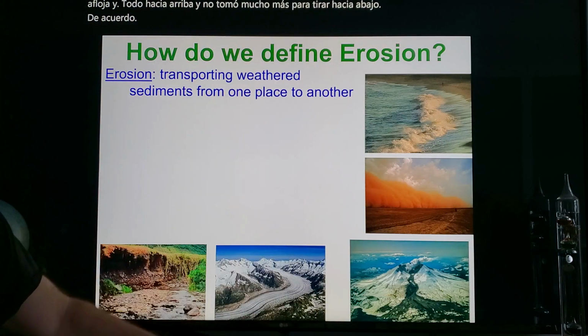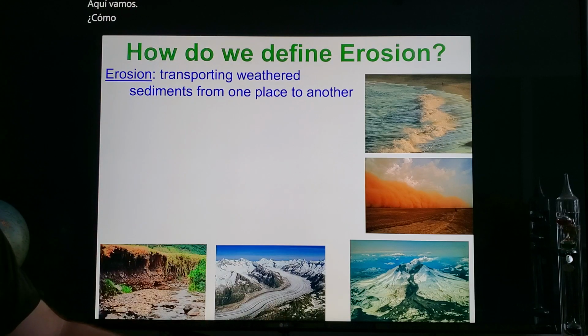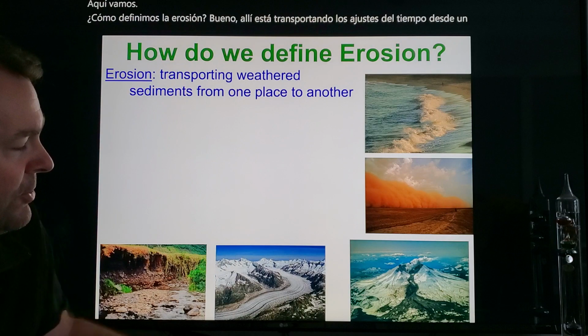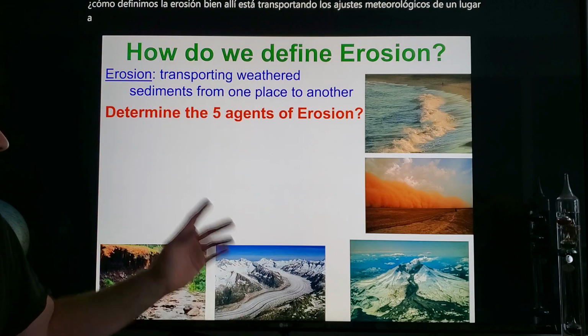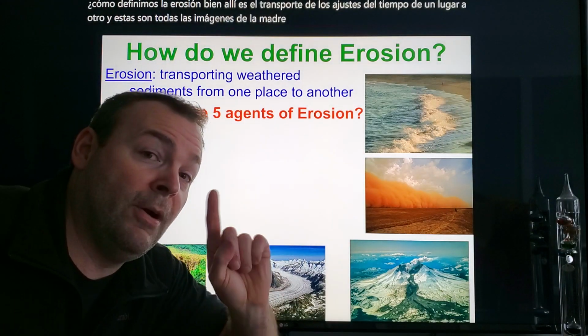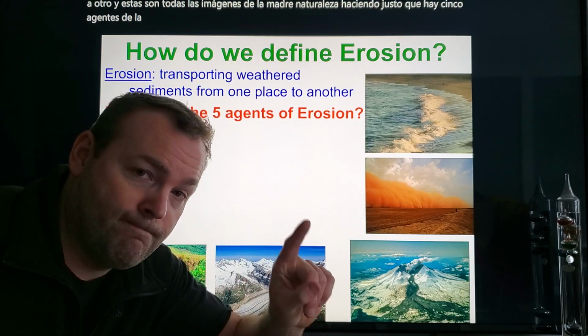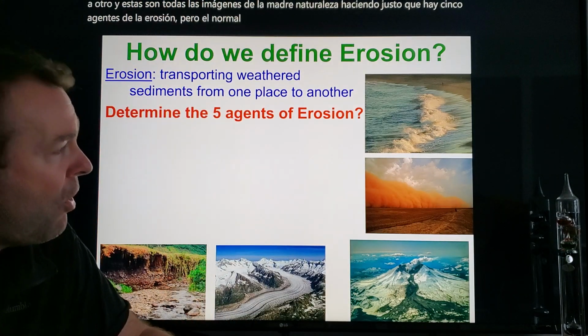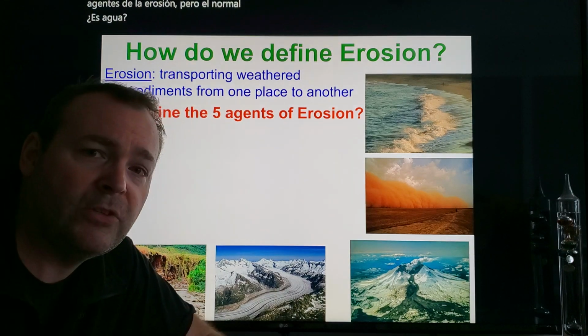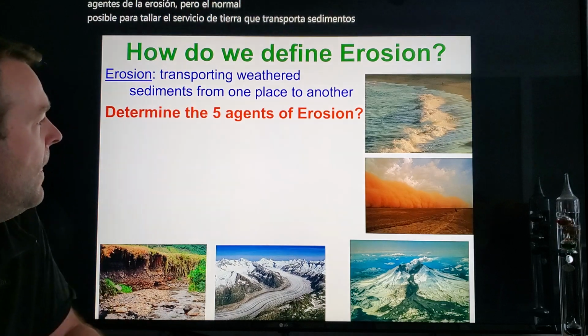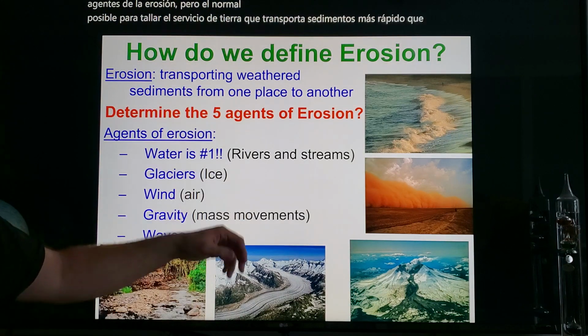How do we define erosion? Well, there it is: transporting weathered sediments from one place to another, and these are all pictures of Mother Nature doing just that. There are 5 agents of erosion, but the number one agent of erosion is water. It is responsible for carving the Earth's surface, transporting sediment farther, faster than any other agent. So there it is. Number one is water, right?